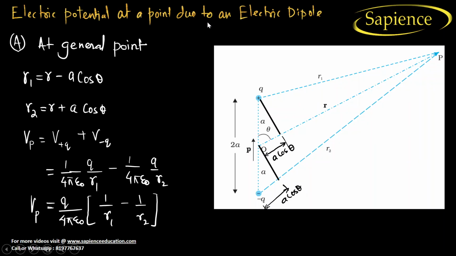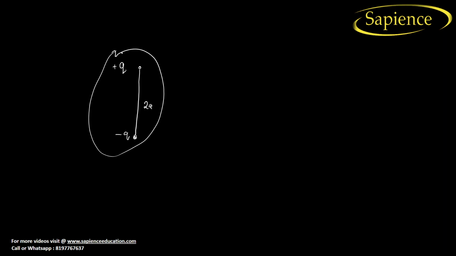Here we go. What is the topic we should go through? First of all, electric potential at a point due to an electric dipole. So what do you mean by electric dipole? We have already discussed in the previous sections that, let us consider there is a positive charge and a negative charge, right? And the distance between these two charges is 2a. This whole system is an electric dipole. Dipole means two, pole means polarity.